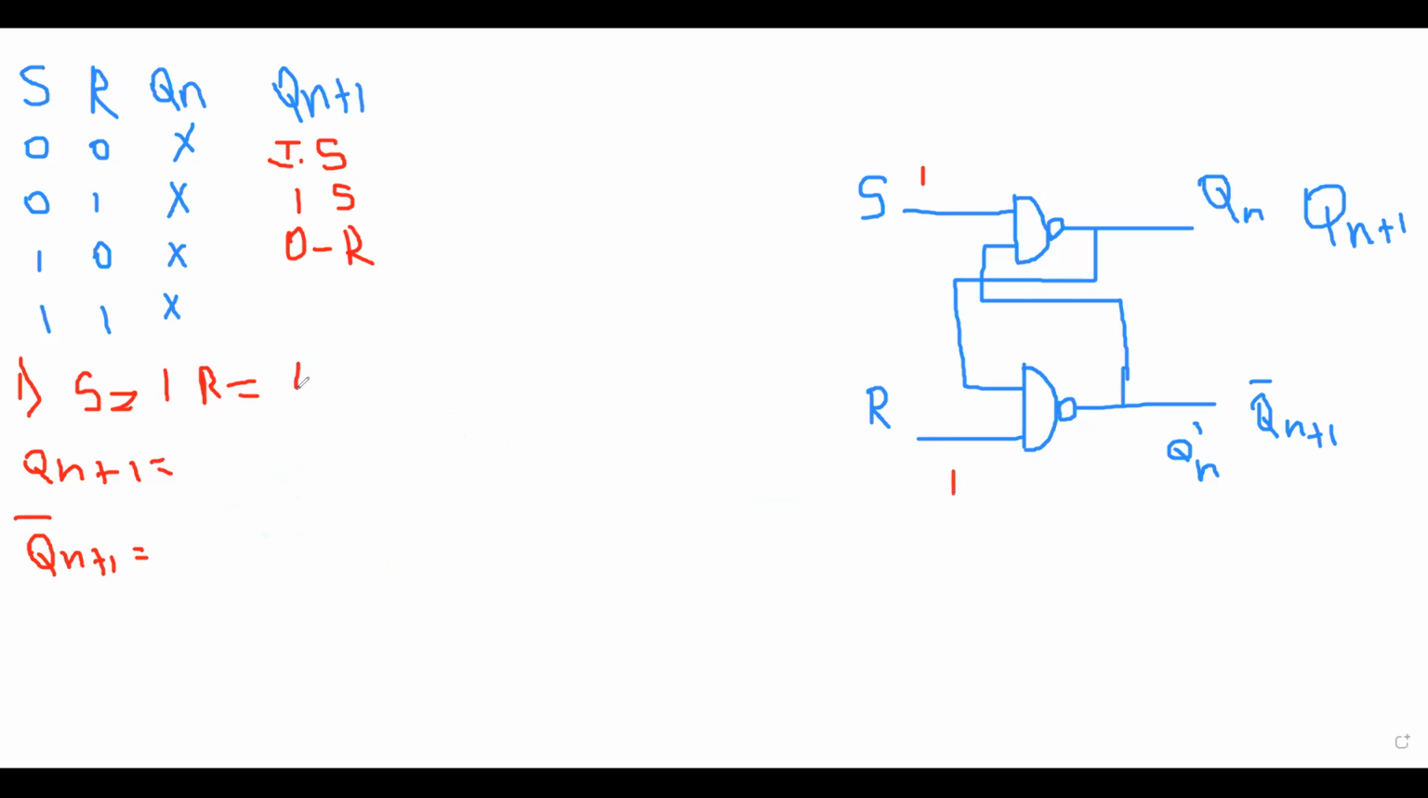And that is S is equal to 1 and R is equal to 1. Here 1 into Qn bar whole bar, it's equal to Qn. And here 1 into Qn whole bar is equal to Qn whole bar. So now I can write Qn here.